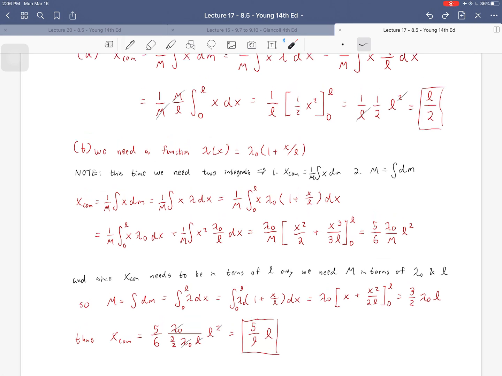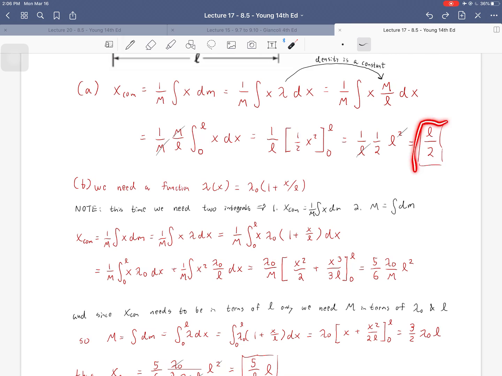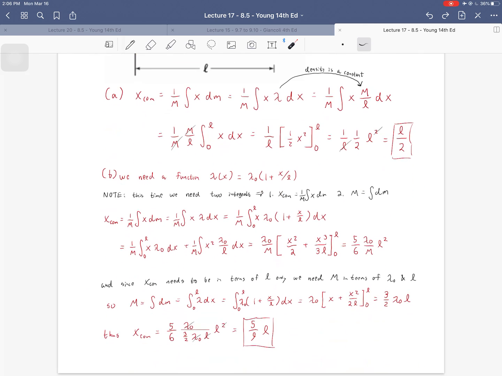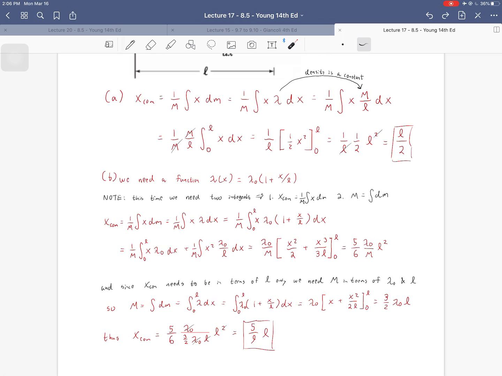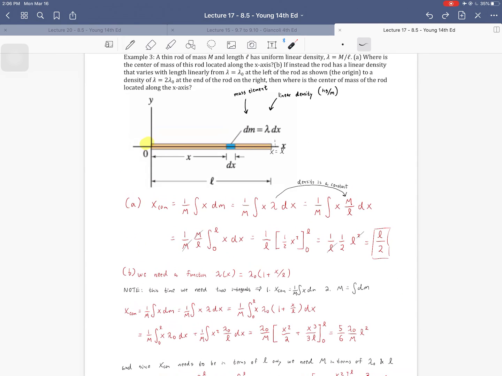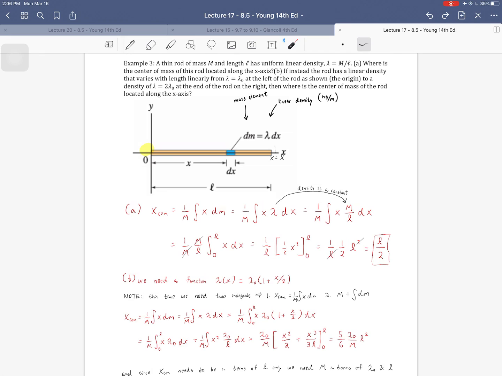And that answer makes sense because it's closer to the end. It's closer to the denser end. It has a value larger than L over 2 because the way we defined our system, this is L. That's the end of the rod. Okay? So that's a good example of a non-constant density and just a continuous object in general. So definitely this is the much trickier, much more mathematically demanding type of example when it comes to center of mass in comparison to the discrete systems.